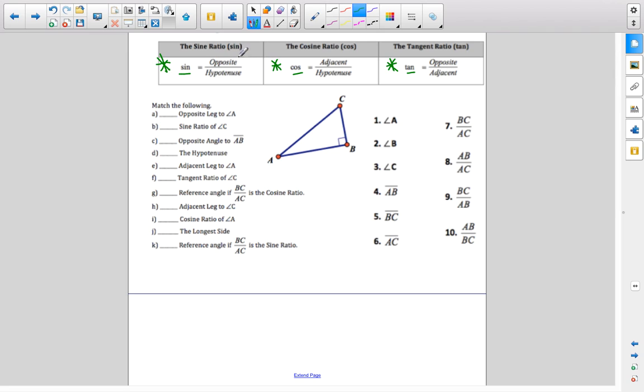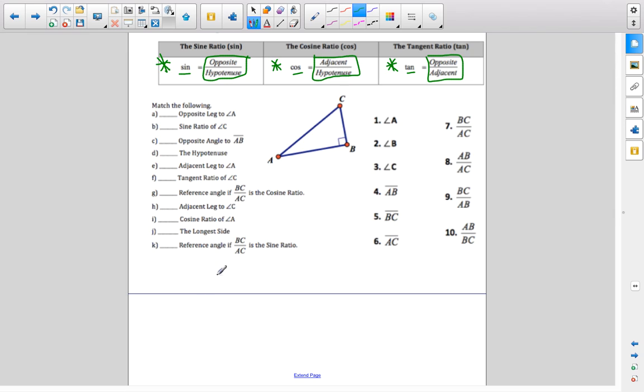Now the sine button is used when we feed the calculator the opposite side over the hypotenuse. The cosine button is used when we are feeding it the adjacent over the hypotenuse. And the tangent is for the opposite side over the adjacent.